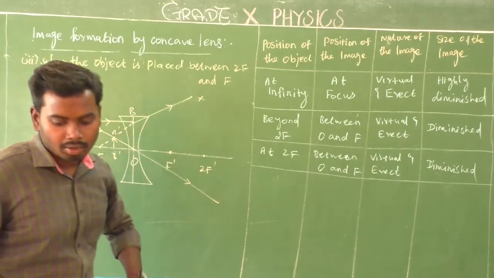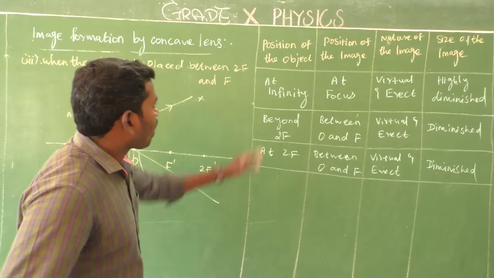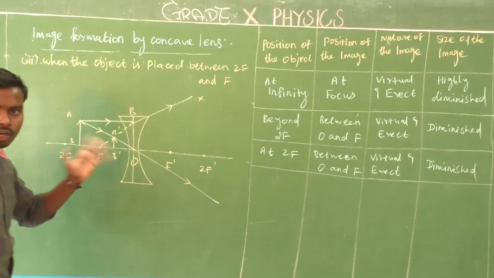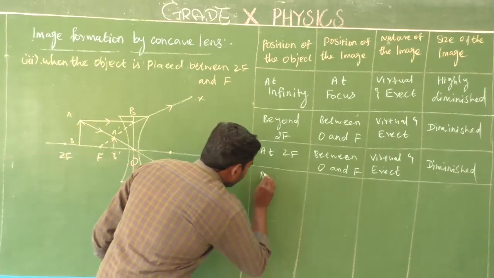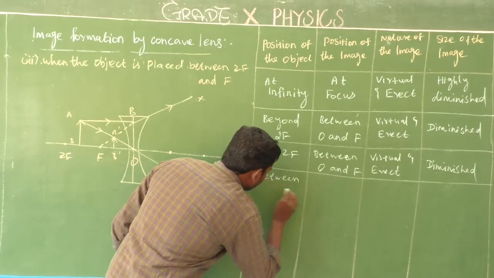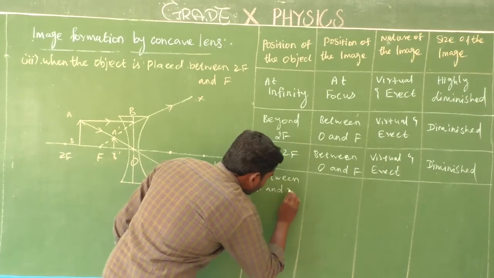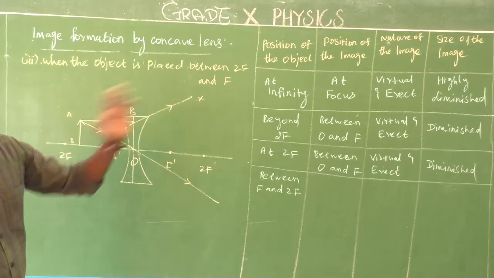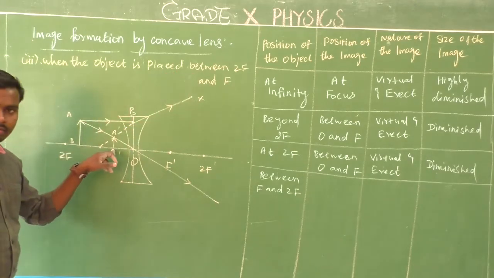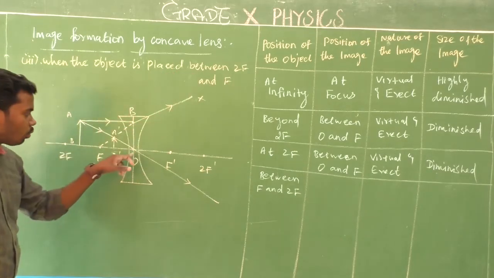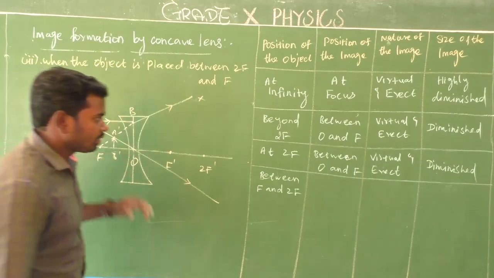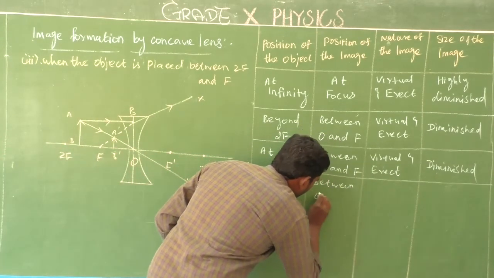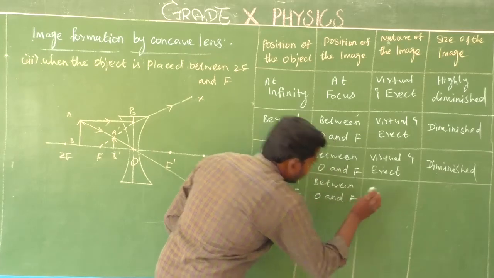Now fill the table column. So what is the position of the object? Position of the object is between F and 2F. Is it clear? Yes, very simple. Next, what is the position of the image? Image is formed between O and F. Where? Between O and F. Very simple.